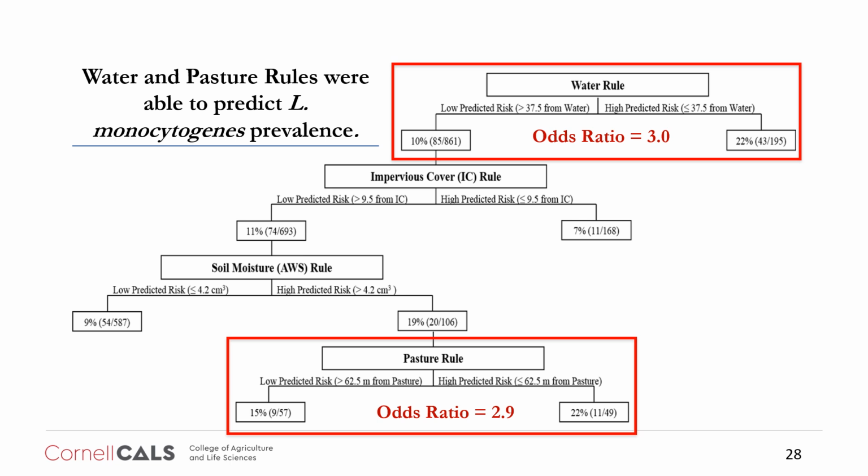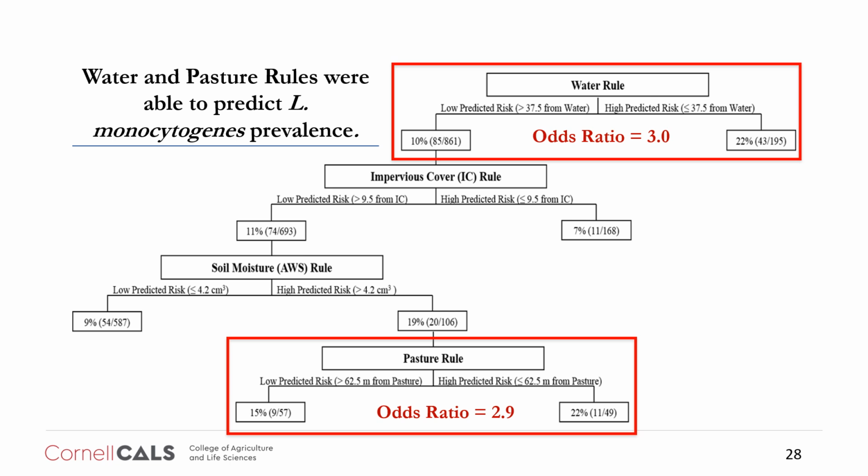Using the validation input data and our previously developed model, we further categorized our model prediction into high prevalence samples and low prevalence samples. Although we can see that the prevalence level was a little different from previously. For example, in previous results, the high predicted risk from the water rule was roughly around 39%, but here it is lower than expected. We will still be able to see that the water rule and pasture rule were two main factors that were able to predict Listeria prevalence.